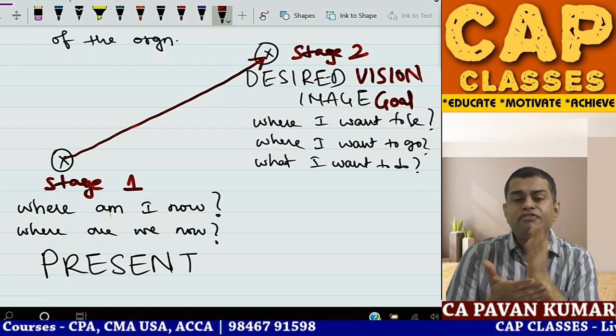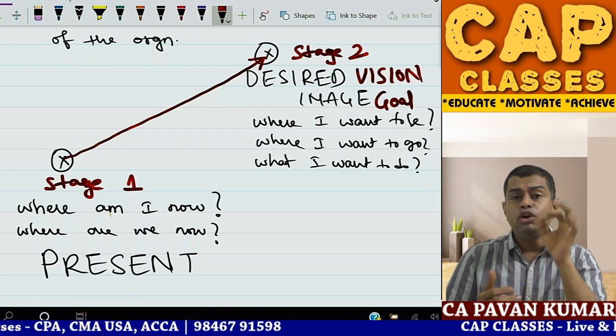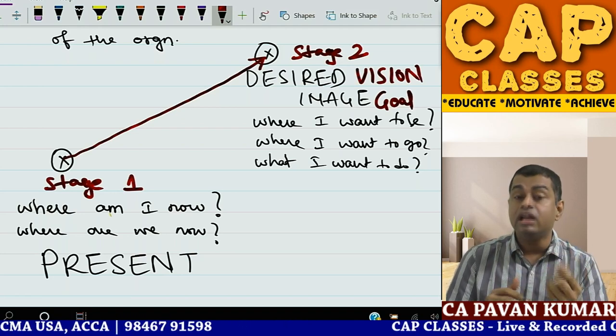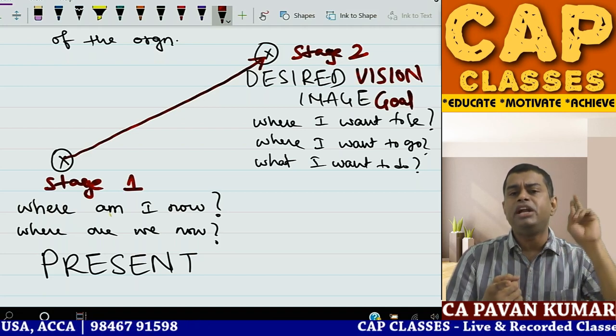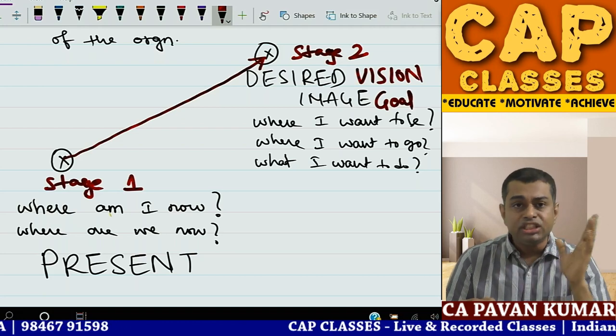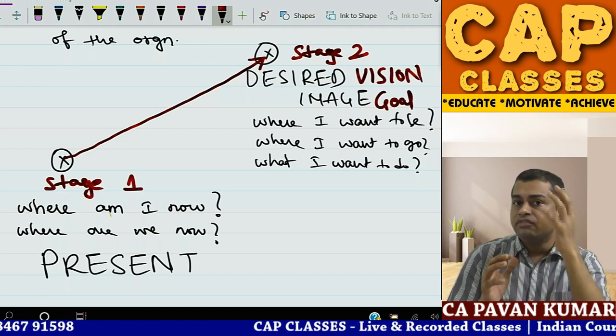Tomorrow, I tell you, after 5 years, 10 years, Reliance will no more be just a petrochemical company. It will deal with petrochemicals, that is a different story. But it will be into e-commerce. It will be into telecommunications. It will be into what not. It will be into retail. It will be into FMCG. This is called the vision, desired image.